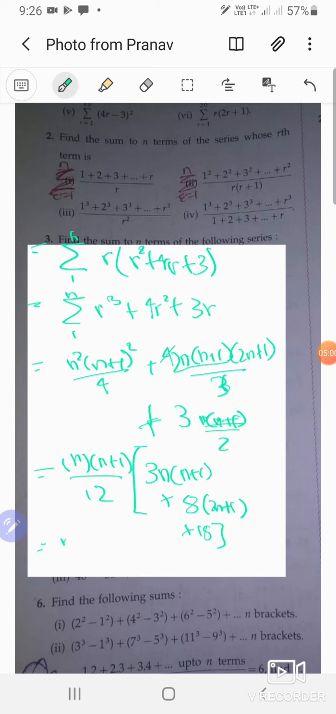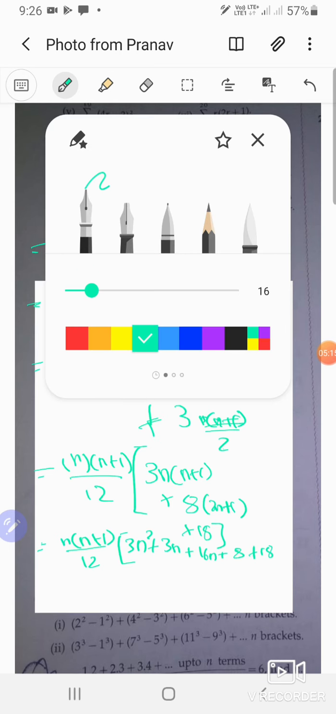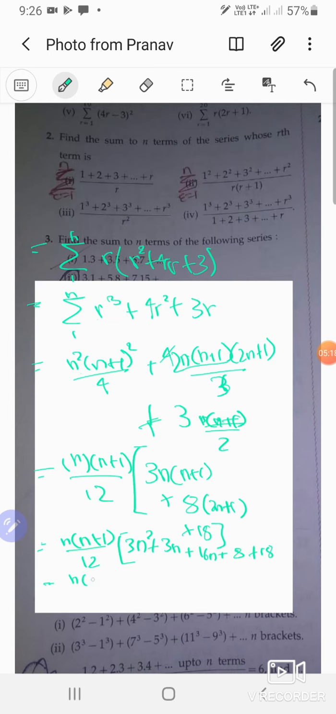Okay, simplify this: n into n plus 1 upon 12 into, this is supposed to be 3n squared plus 3n plus 16n plus 8 plus 18. Okay, fine. So that's supposed to be n into n plus 1 upon 12 of 3n squared, 3n plus 16n, that is 19n, plus 8 plus 18 is 26. Is this somehow factorizable? Well, even if it is, we don't care, because that's it, that's the solution.